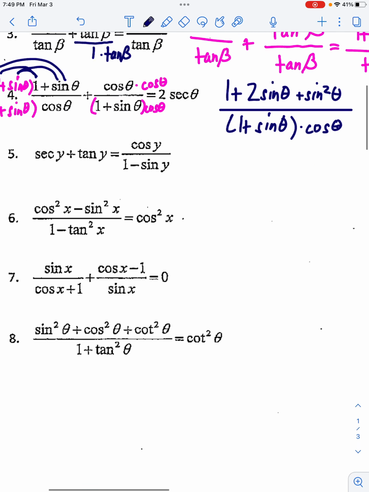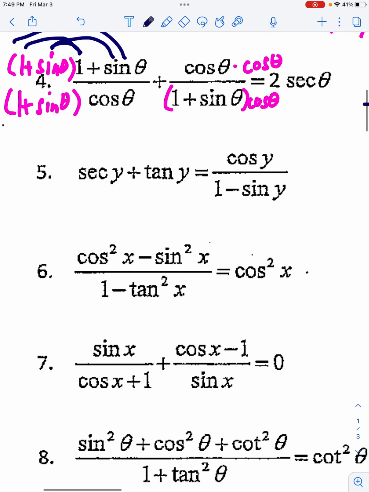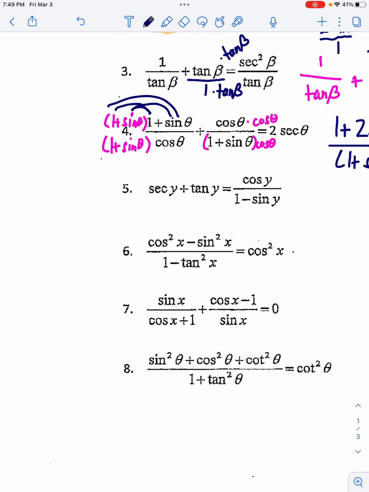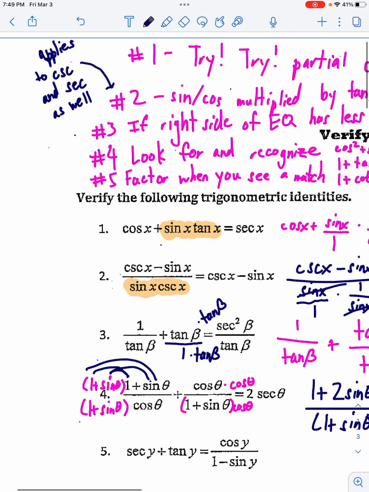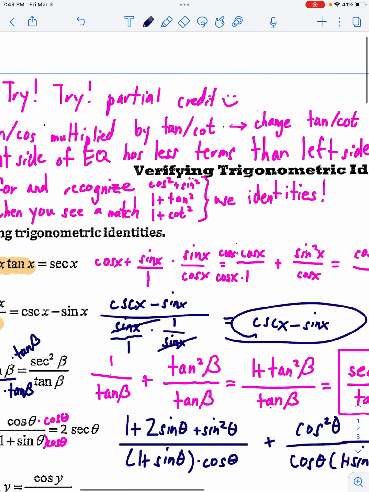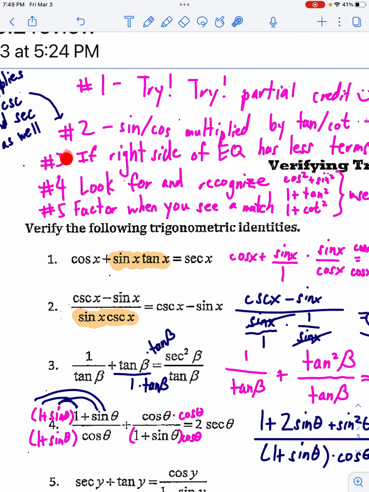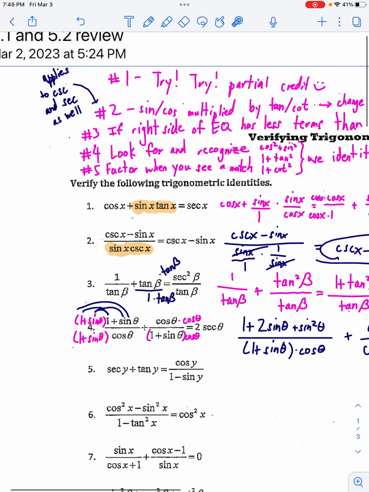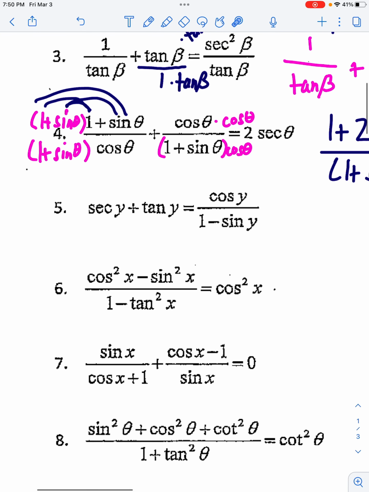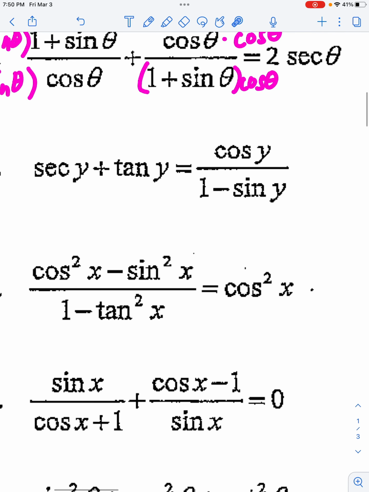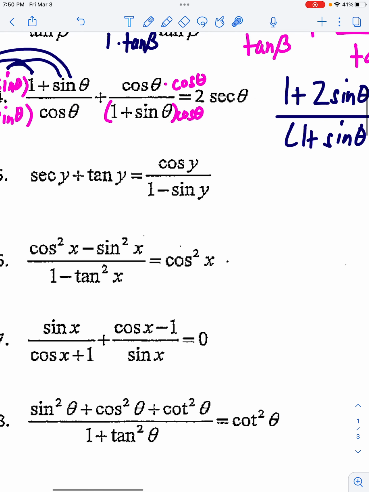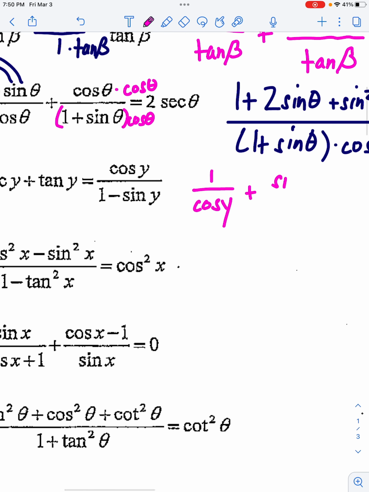Okay, number 5. What do we notice? You should notice, again, the right side of the equation, number 3 here, the right side of the equation has less terms than the left side, right? The right side has 1 term, the left side has 2 terms. So we've got to fix something here, okay? We've got to change those to fractions. So secant becomes 1 over cosine, tangent becomes sine over cosine.